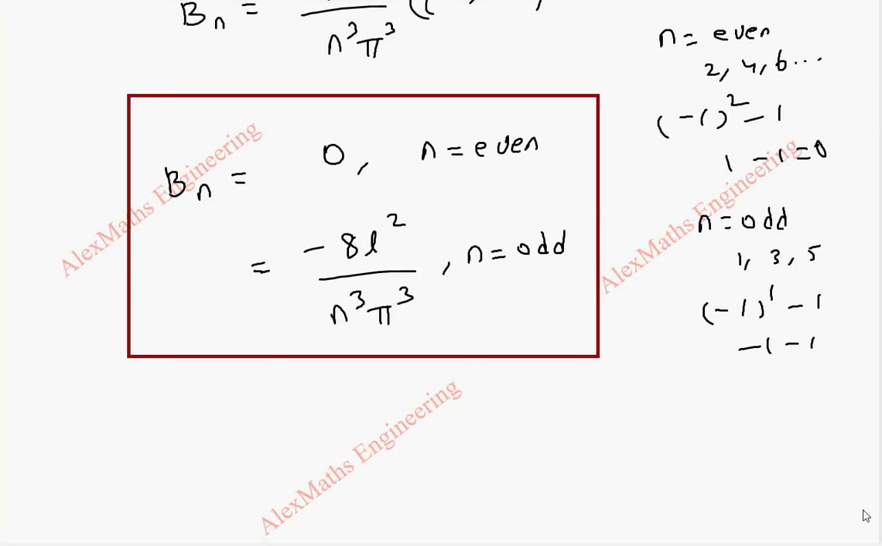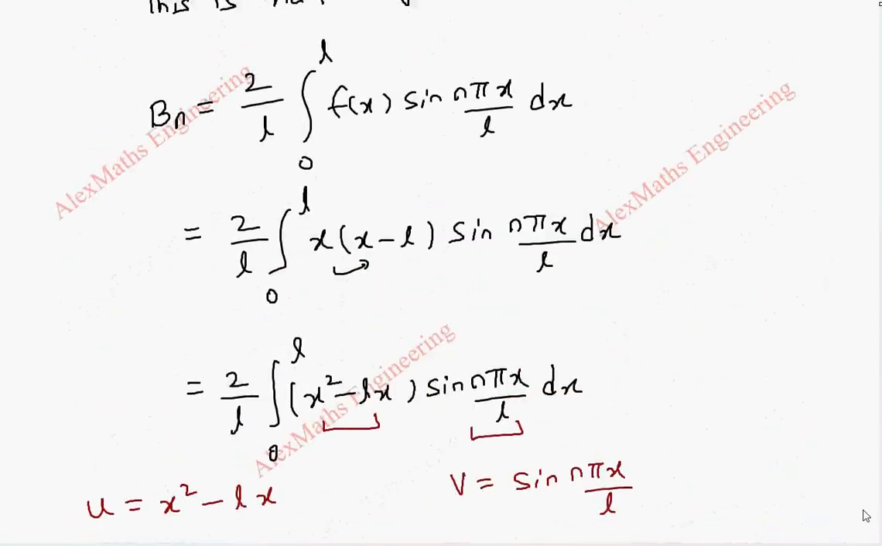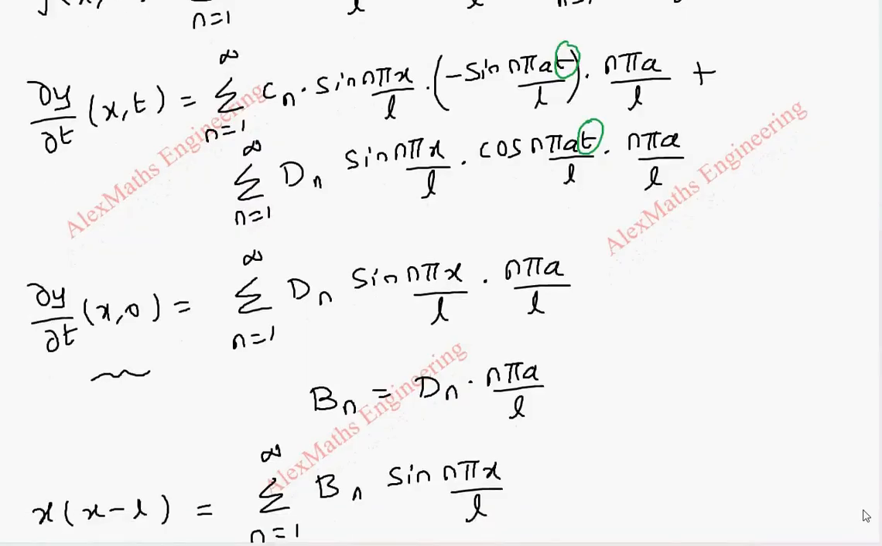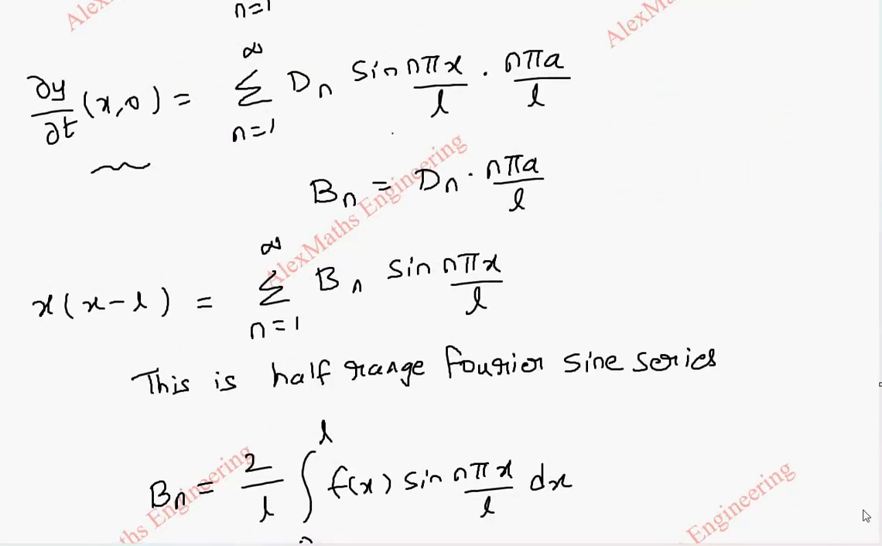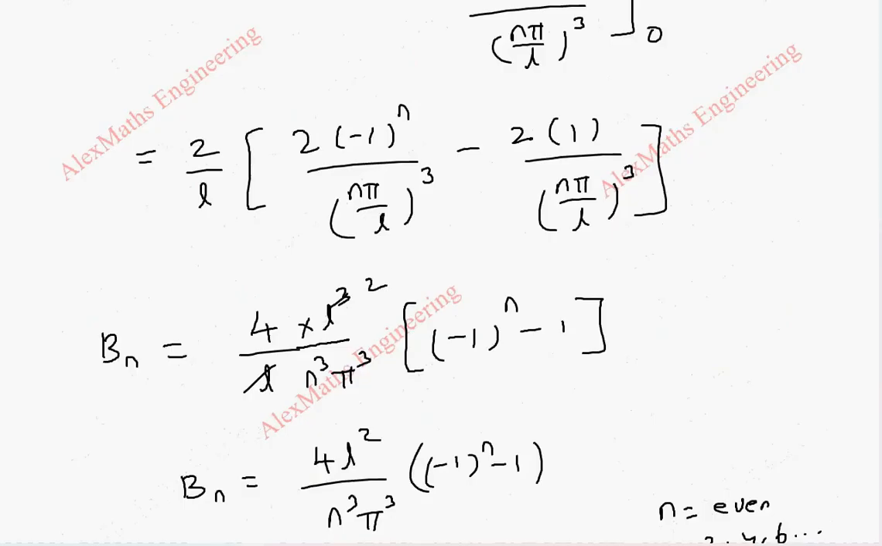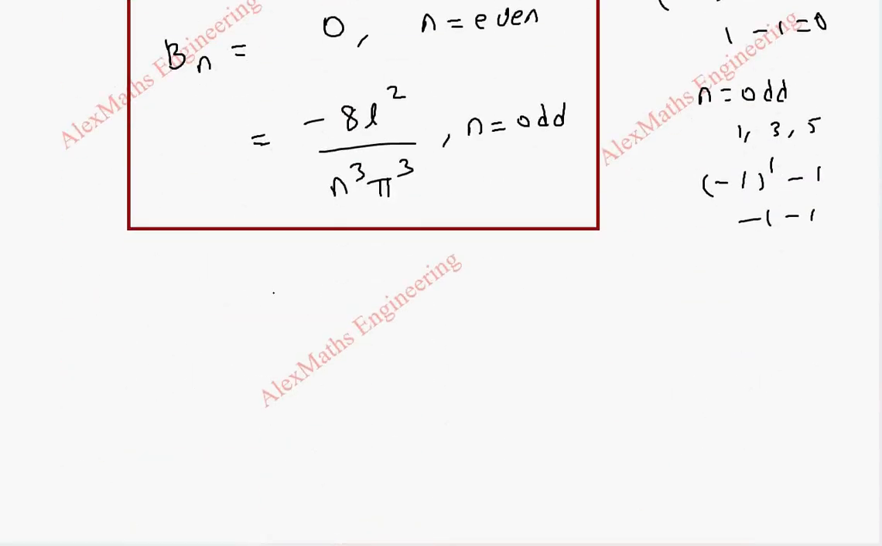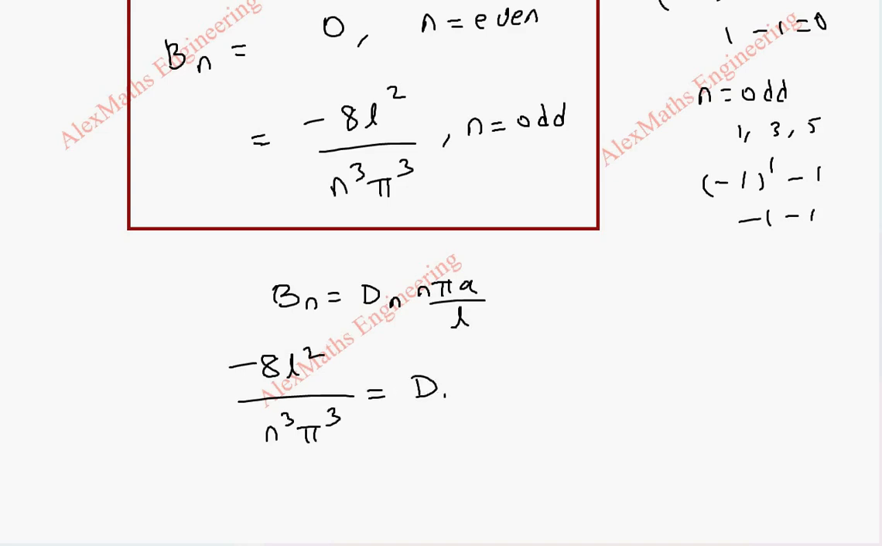Using this Bn, we have to find the value of the constant Dn, because in our summation we have Dn. So Bn equal to Dn into n pi a by L. So let's write it here. Bn equal to Dn into n pi a by L, and Bn is minus 8L square by n cube pi cube equal to Dn into n pi a by L.